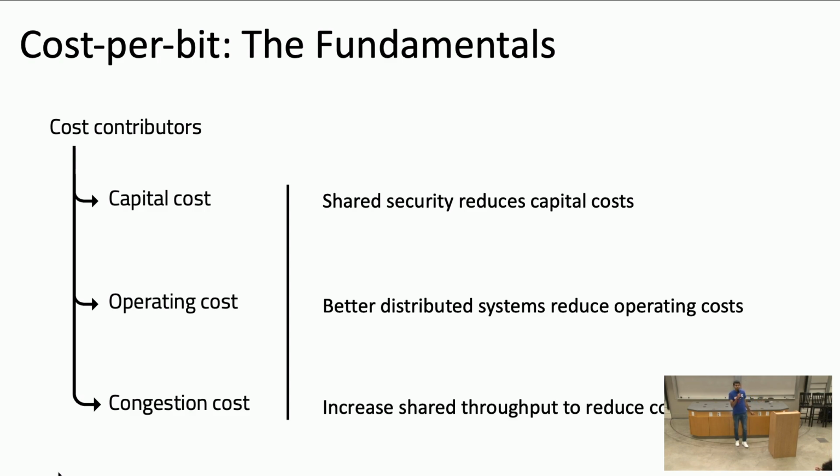And finally, congestion costs. Congestion is the result of a common resource, the block space, being near utilization or overutilized or over demand. By increasing the common throughput that is available, you can actually break the cost basis of congestion costs. And you can start doing something really interesting.